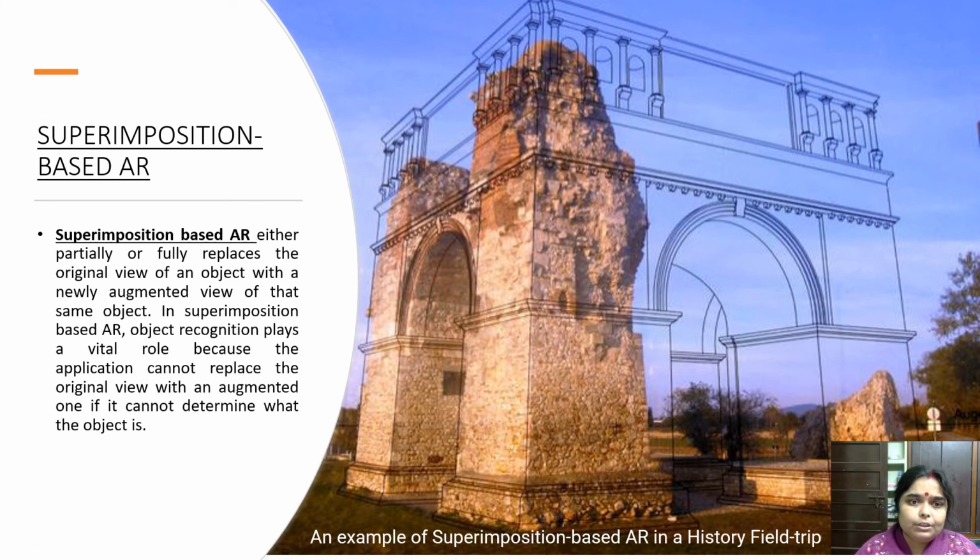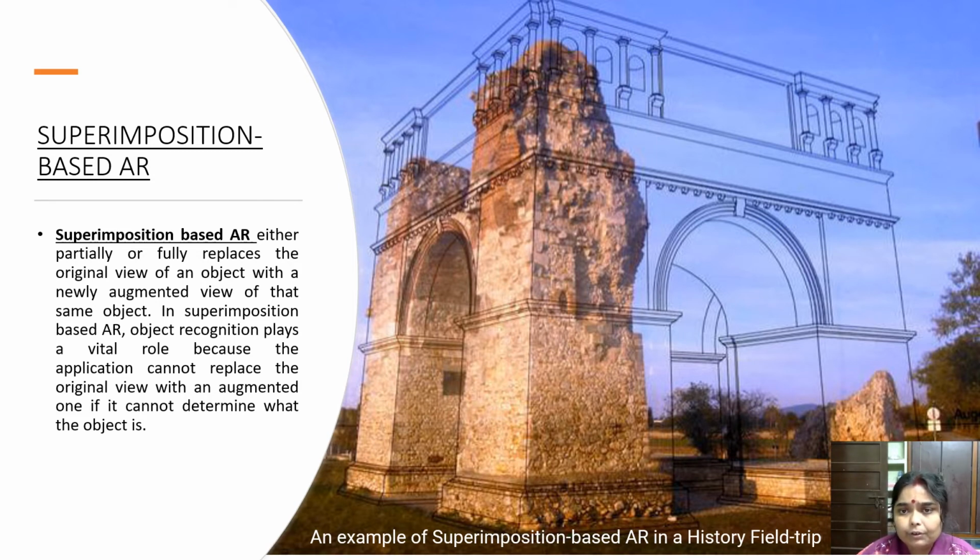The superimposition-based AR, that is any real object will be superimposed by any kind of image or any kind of animation. So for example, I'll give a simple example, like in social media. There are a lot of features available on Facebook or Instagram, like when we are trying to create some kind of comedy video. The image of a face of a monkey, a face of a horse is imposed on our own face. So that is superimposition-based AR.